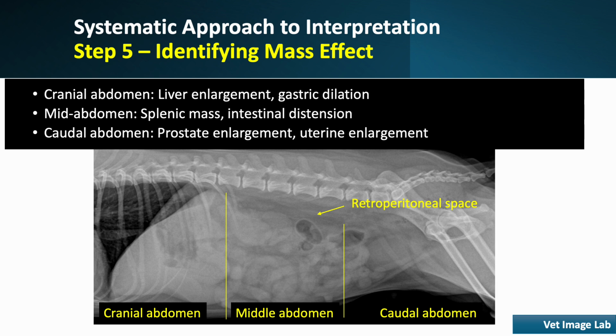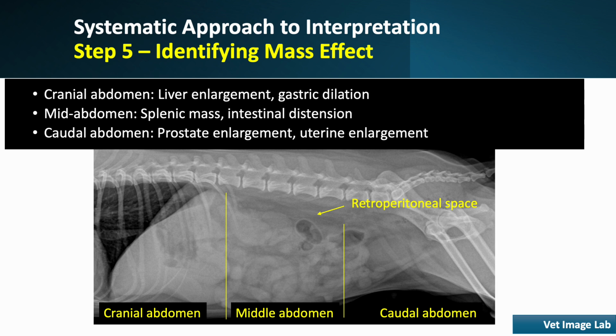In the mid-abdomen, mass effect may indicate abnormalities in the spleen or intestines. A splenic mass can displace the intestines dorsally or laterally, while intestinal distension from obstruction can cause displacement of adjacent loops. In the caudal abdomen, the most common causes of mass effect are prostatic or uterine enlargement. An enlarged prostate can elevate the colon dorsally, while a distended uterus in a pregnant or pyometra-affected dog can shift the intestines cranially. Notice the retroperitoneal space marked on the image.